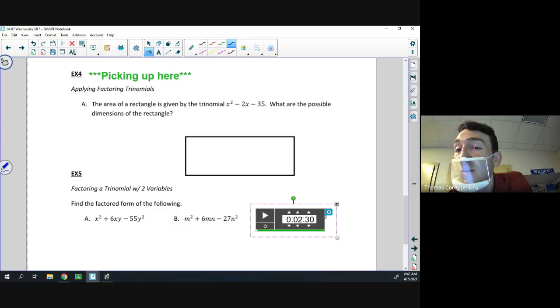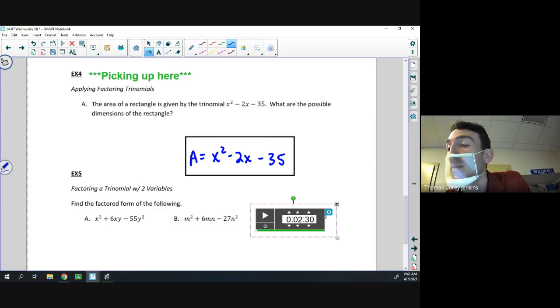So what they tell me is that the area of this rectangle is x squared minus 2x minus 35. And what they want to know is what's the length and what's the width. In other words, what times what gives me x squared minus 2x minus 35, right? So in order to be able to do that, we think factor. All right, that's what we want to do.